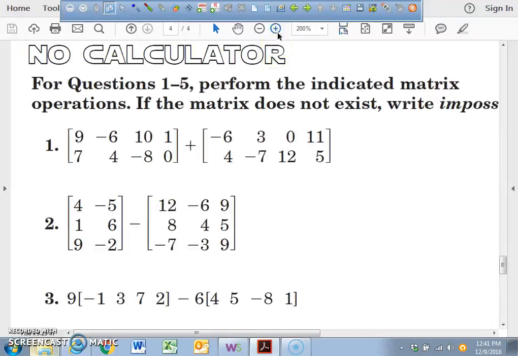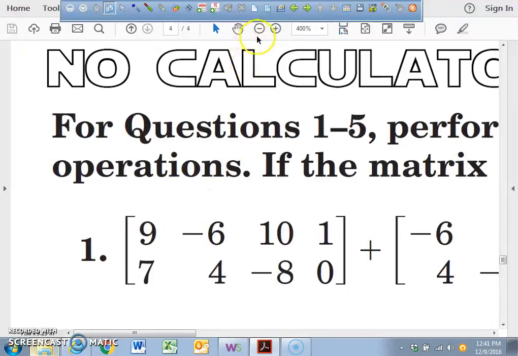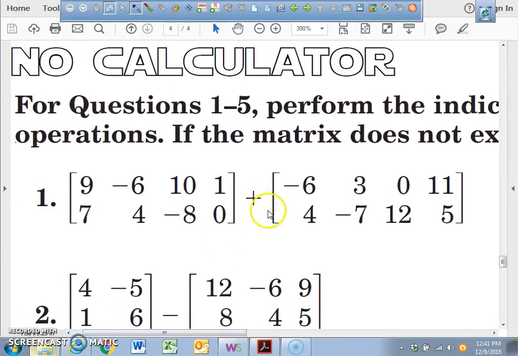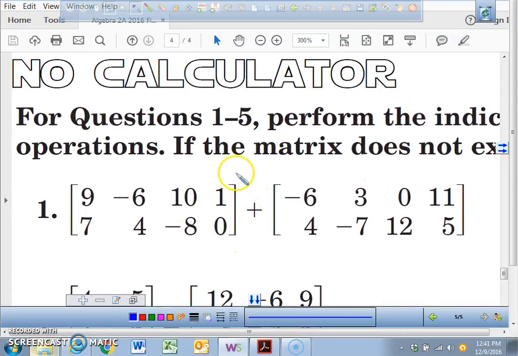We're going to zoom in. Whoa, that's too close. That's good. Okay? Now, whenever you are adding matrices together, they have to be the exact same, fill in the blank, done. The exact same dimensions. All right? By the way, what are the dimensions of this matrix? 2 by 4. And this is also another 2 by 4.